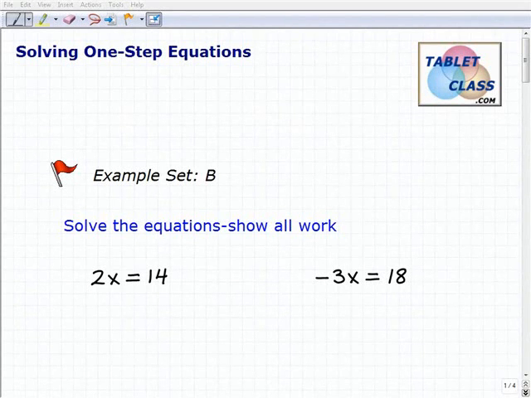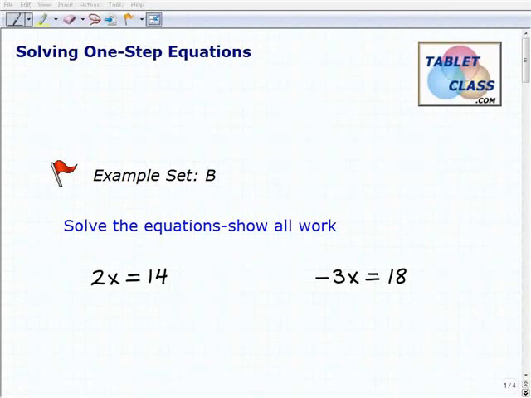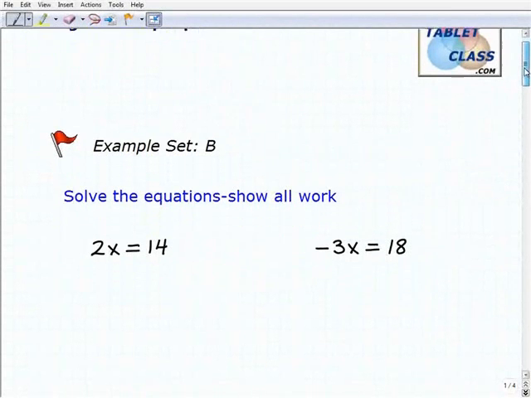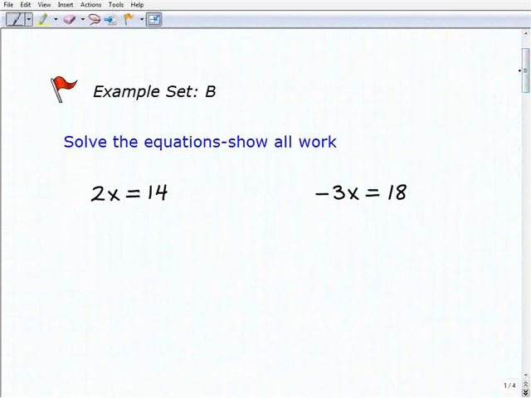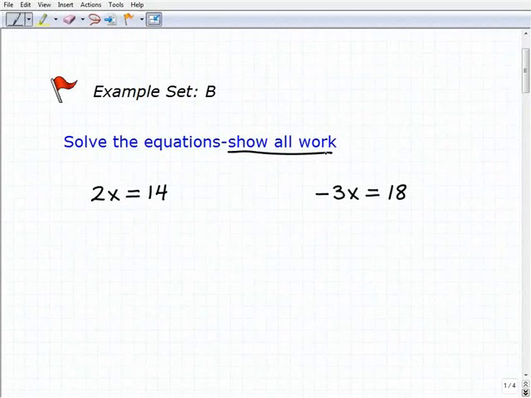This is our second example set B. And of course, I hope you had a chance to watch the lesson and the previous example set. If you did, you know that we're focused on using inverse operations to solve these basic one-step equations. So let's go ahead and tackle these equations. And of course, we want to always show all of our work.